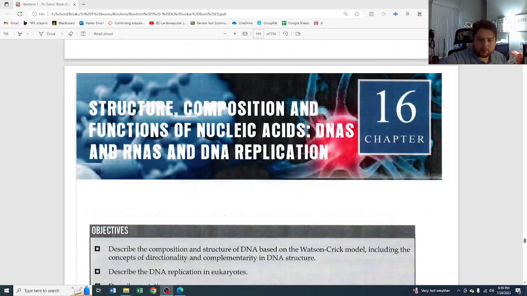Everybody, welcome on back. Today we're going to jump into chapter 16. We're winding down here to the end, about the last 30-something pages of this textbook, which is awesome. But today we're going to be talking about structure, composition, and functions of the nucleic acids. So talking about the DNAs, RNA, and DNA replication. Hopefully, a lot of this that you're going to be seeing is going to be review.